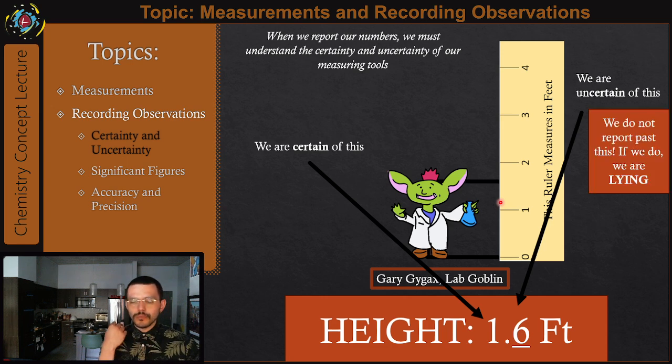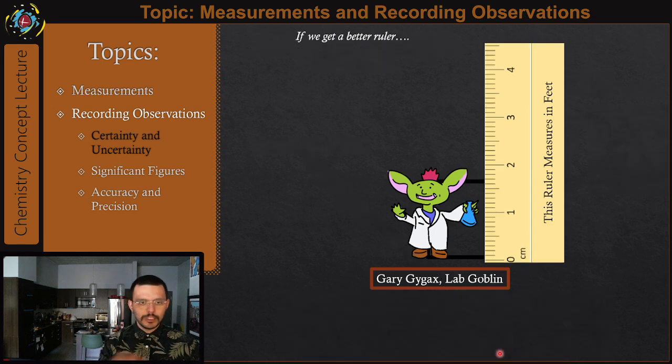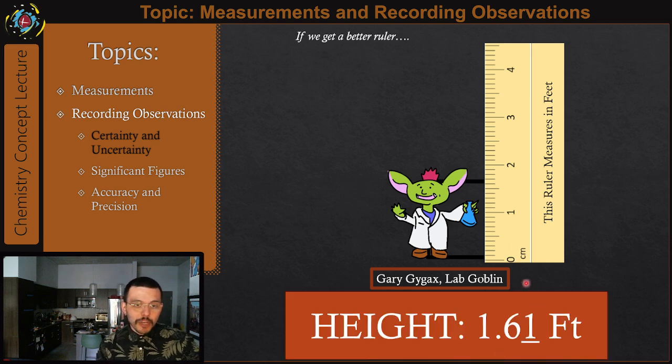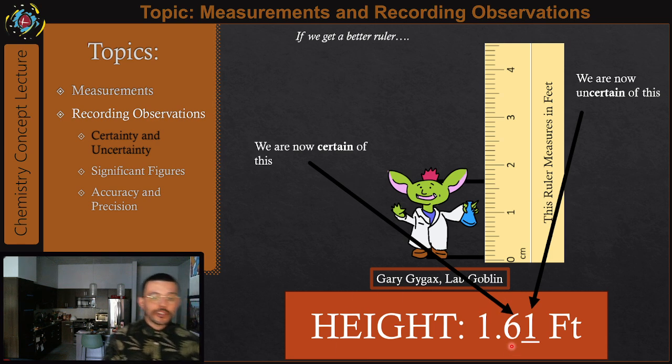So we do not report past this number because we are lying. If I said 1.62, that would be telling you that I am certain of the 1.6, which is not true. I'm only certain of the 1. Okay? So what if we get a better ruler, right? This one has little notches. I could now say 1.61 feet as his height is past the 1.6, but I don't know by how much. So in this case now, we are certain of 2 numbers, the 1.6, and we are uncertain of the 1.